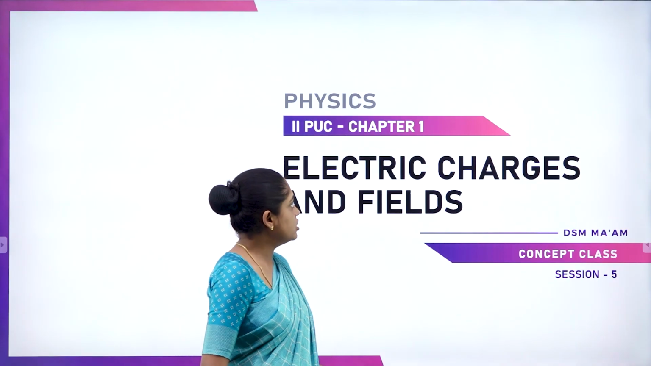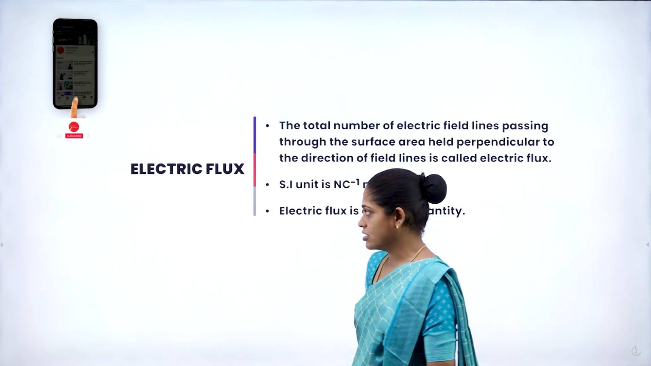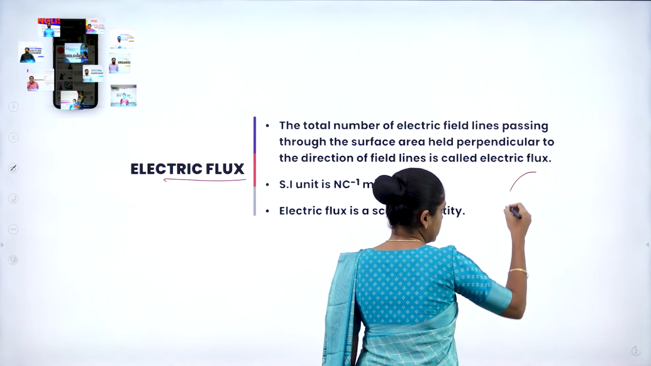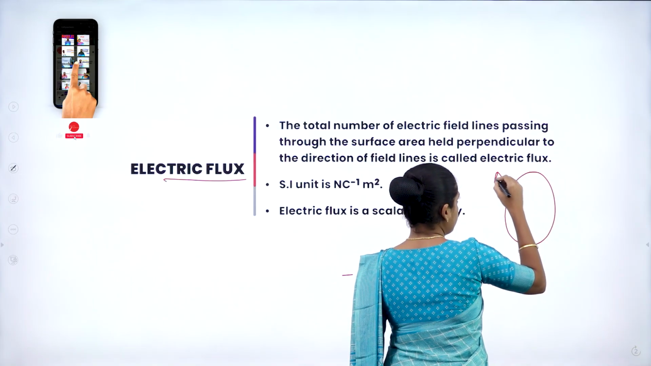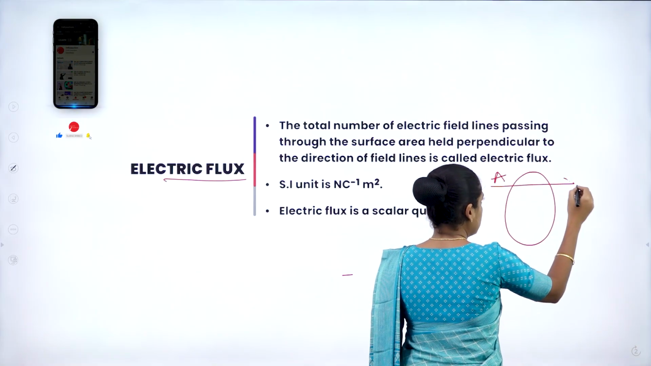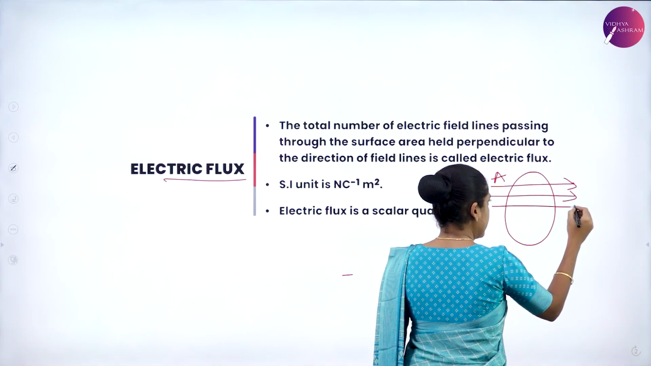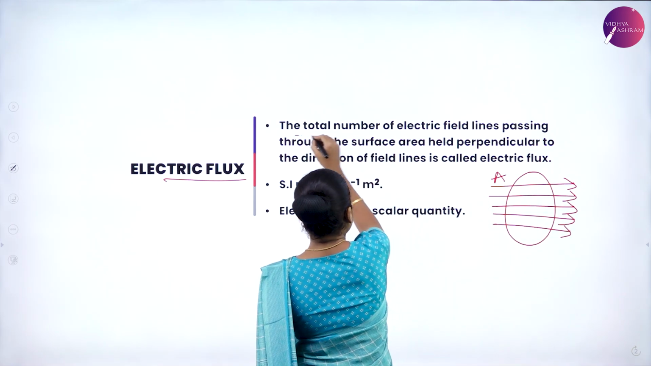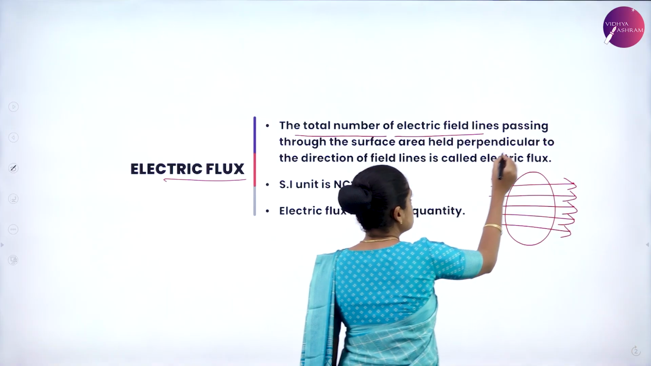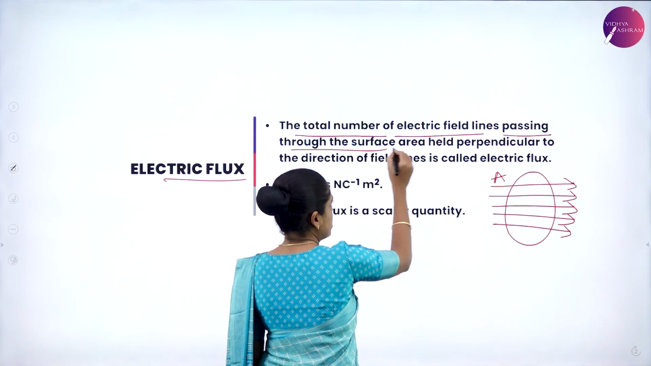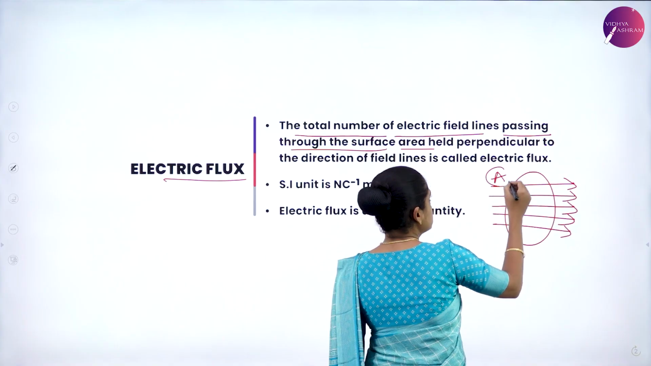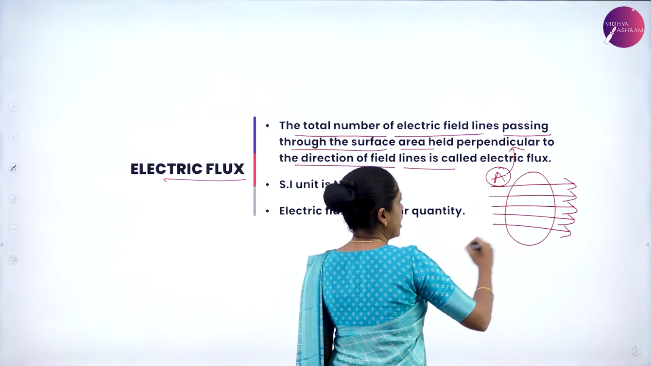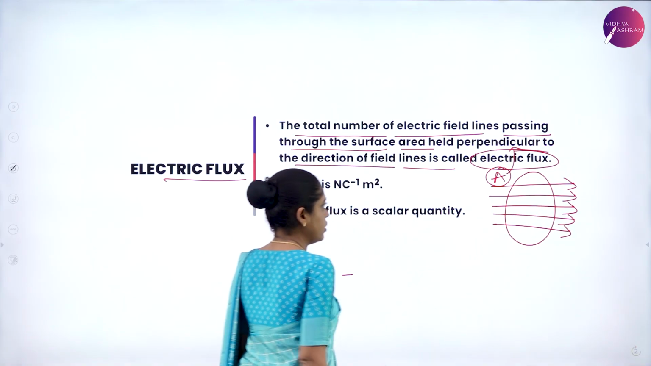So let me start the session with the topic electric flux. What is an electric flux? To understand this, consider an area A. Through this area, a number of field lines pass. That total number of electric field lines passing through the surface area, and that surface area must be perpendicular to the direction of electric field lines, is known as electric flux.